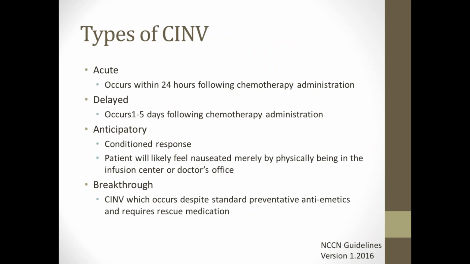There are 4 different types of chemotherapy-induced nausea and vomiting. The first of those is acute, and acute chemotherapy-induced nausea and vomiting occurs within 24 hours of chemotherapy administration. The next one is delayed, which pretty much is anything that happens once you get outside of the 24 hours following chemotherapy administration, up to as late as 5 days after chemotherapy administration.